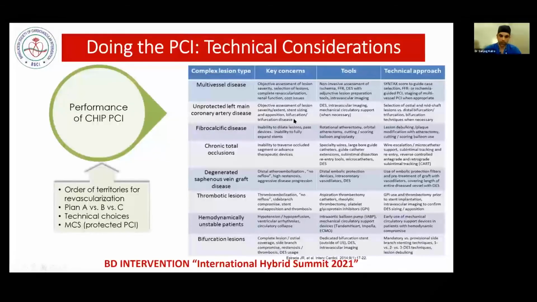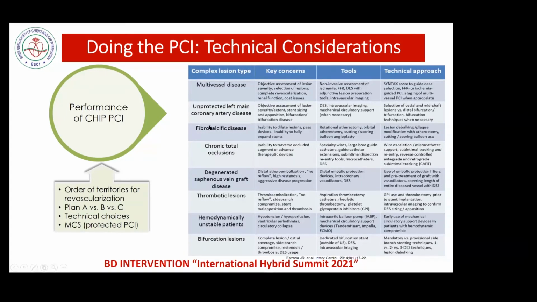So when it comes to performance of CHIP PCI, I'm not going to belabor this. This is available widely in a number of different texts out there. But ultimately, Estrada and his colleagues in 2014 laid out very nicely key concerns with each of the typical things that generate complex PCI lesions and the tools that we need. So, for example, for chronic total occlusions, you need specialty wires, large bore catheters, microcatheters, etc. For thrombotic lesions, you need aspiration or rheolytic thrombectomy. For bifurcation, you need intravascular imaging, modern DES, and good wires. So for us, this was our treatment plan.